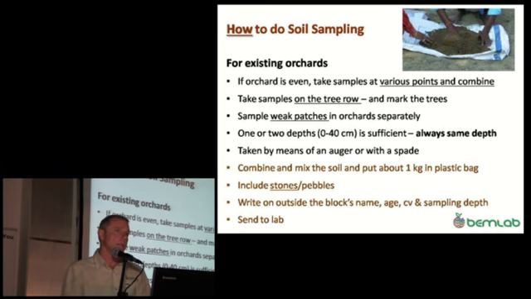Obviously, it's very important to identify the source of the sample in terms of the block where it came from. And if you take two separate samples, then you have to identify the weaker part and the better part, or the wetter and the drier spot, or whatever, from the same block. But give the block number, and very important, indicate the depth of the sample as well. Okay. And then also preferably the cultivar and the age of the block.